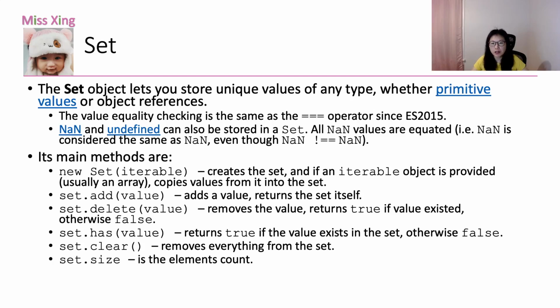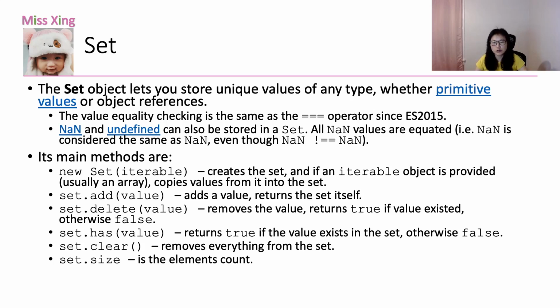In an array, you can have duplicate values inside. Suppose in an array you have more than one string "ABC" or "hi", it doesn't matter. But a Set only allows you to store unique values of any type, whether it's primitive values or object references, unique values, okay?